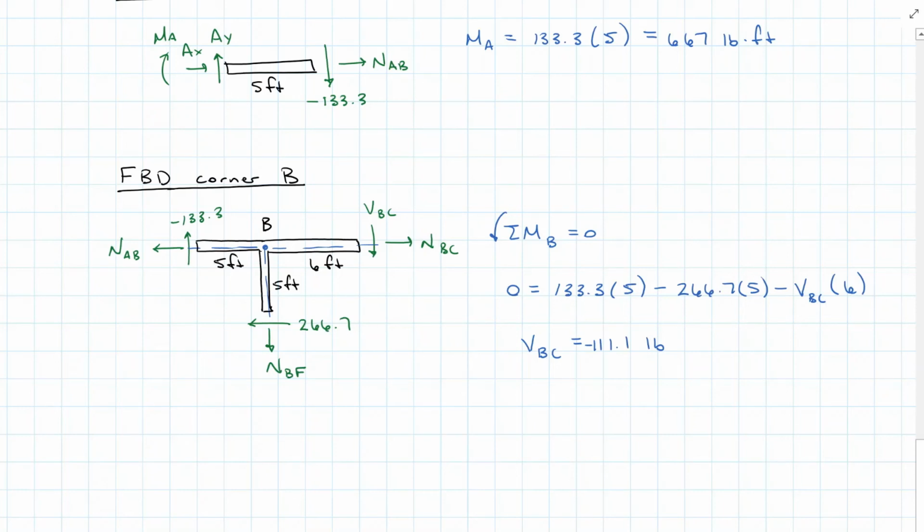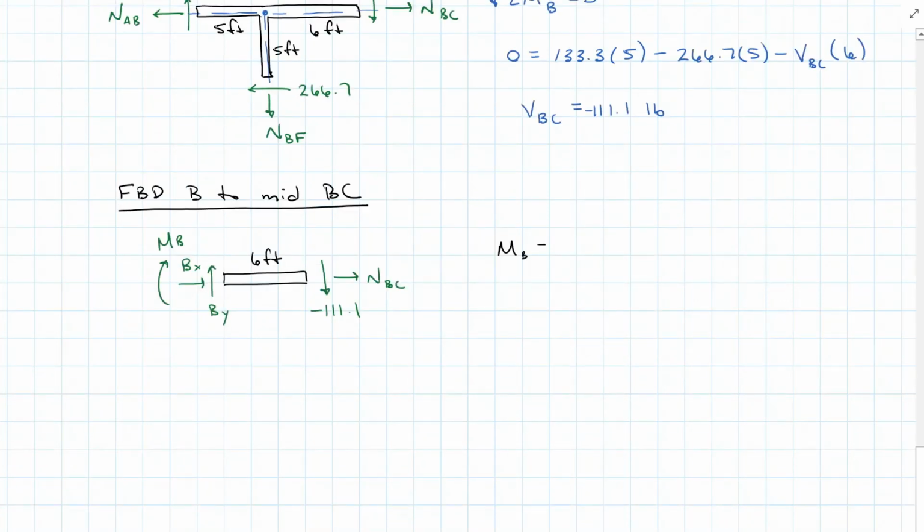And once again, I'm going to draw a small little segment from the right of B to that center point to find that internal moment to the right of B. And our moment reaction just to the right of B is going to be the 111.1 times 6 feet, which is 667 pound-feet.